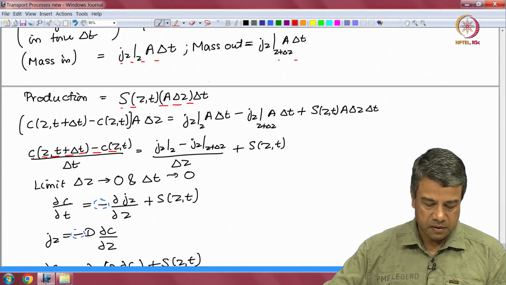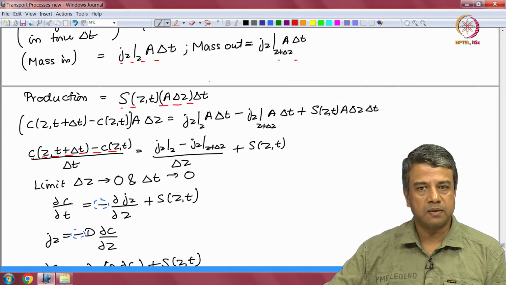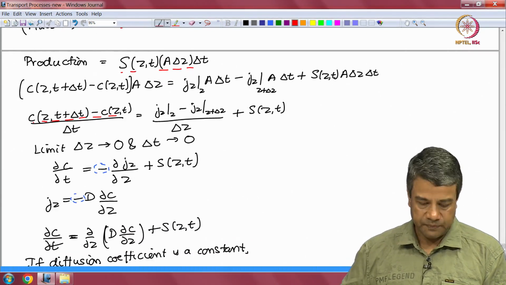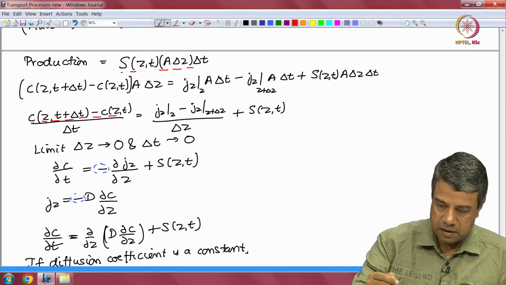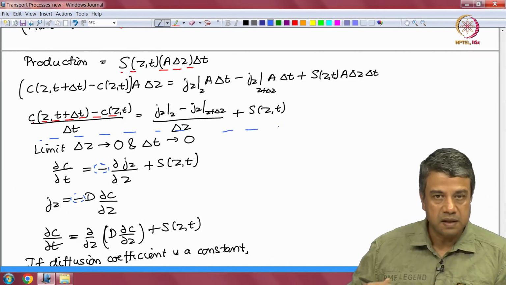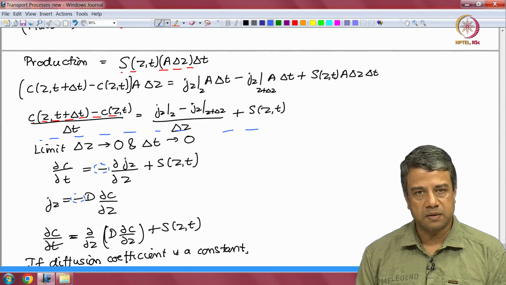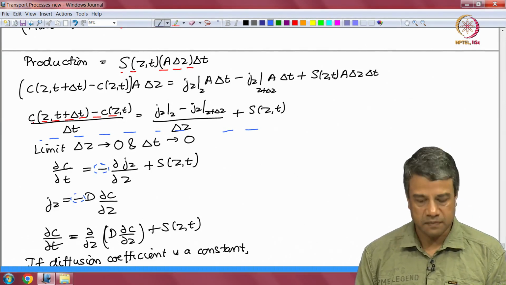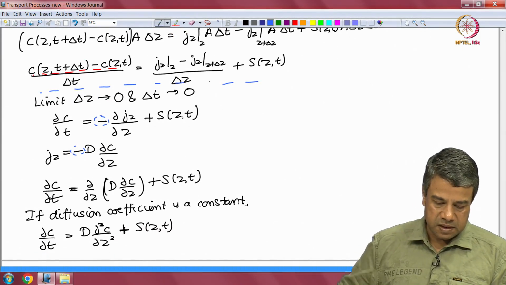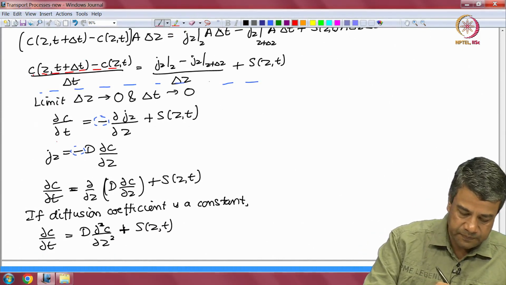So, we substitute all of these into the equations, divide throughout by volume A delta z, divide throughout by time delta t to get a difference equation, and then take the limit as delta z goes to 0 and delta t goes to 0 to get a differential equation. So, this is the form of the differential equation.